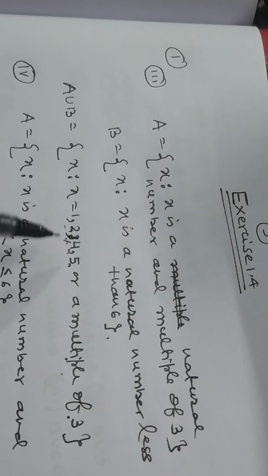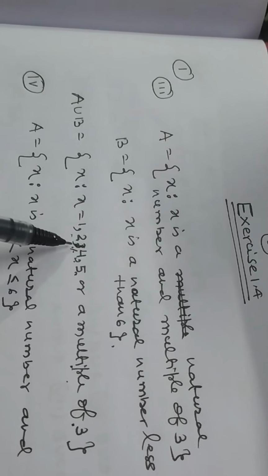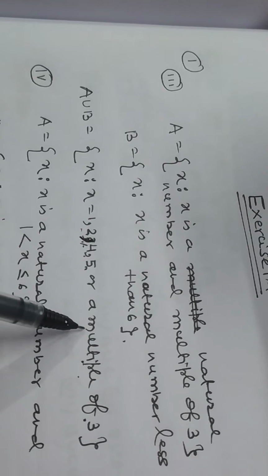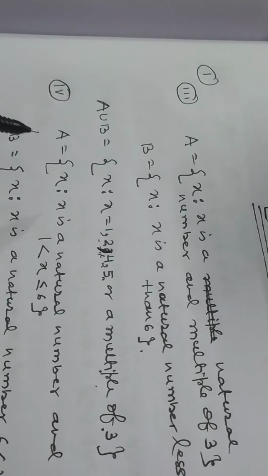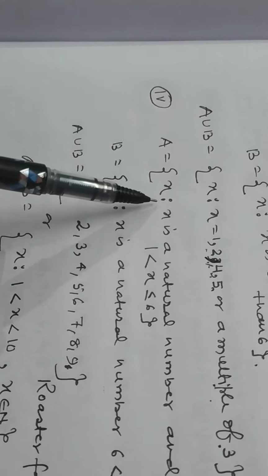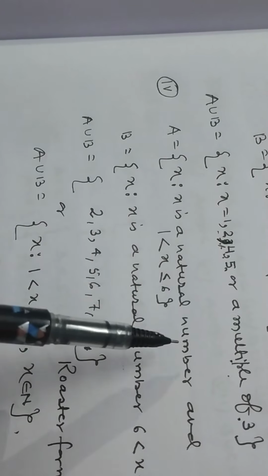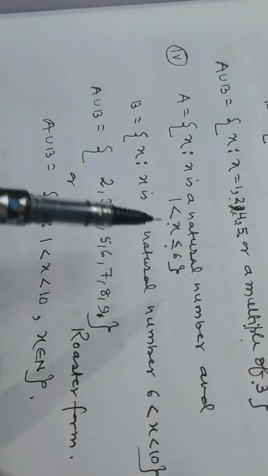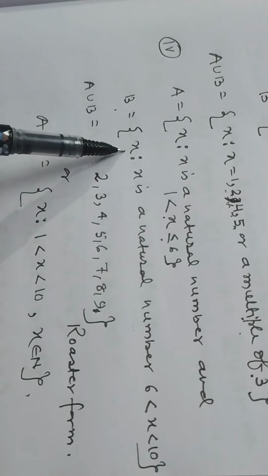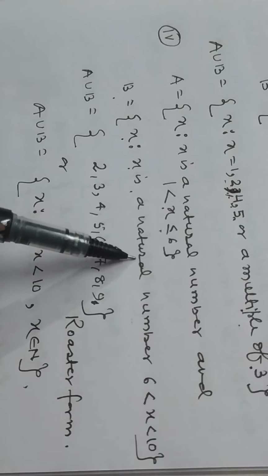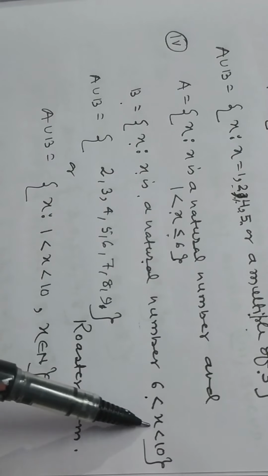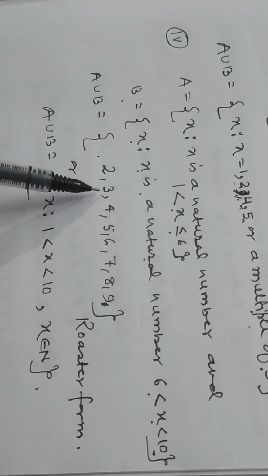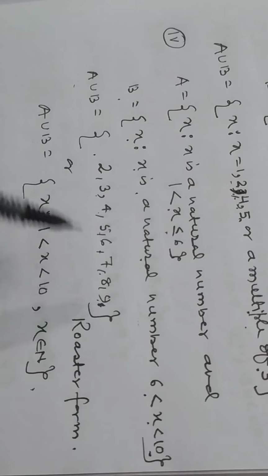So there is no repetition of the element in a set. So it will be 1, 2, 4, 5 or a multiple of 3. It is correct. Now A is equal to the collection of elements x such that x is a natural number and 1 less than x, x less than or equal to 6, and B is the collection of elements x such that x is a natural number, 6 less than x, x less than 10. So A union B is equal to, in roster form, 2, 3, 4, 5, 6, 7, 8, 9.